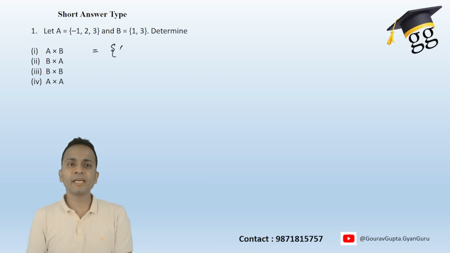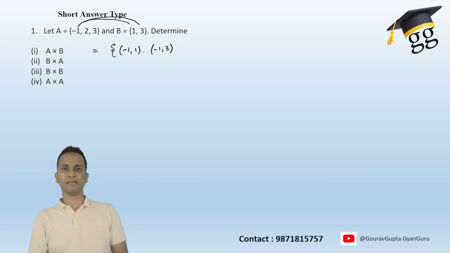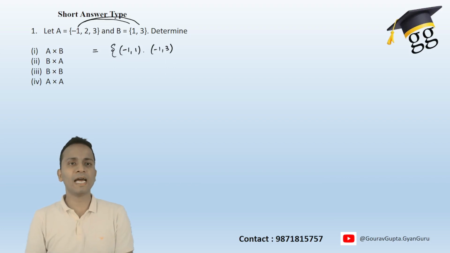So I'll start making it. From set A it will be -1, and from set B it will be 1. Then with -1 I'll take the other element of set B, that is 3, right? So what you have to do is take one element of set A, -1, and pair it up with both elements of set B one by one, right? Then look at the next element of set A, which is 2. So pair 2 up with 1 and pair it up with 3, right?